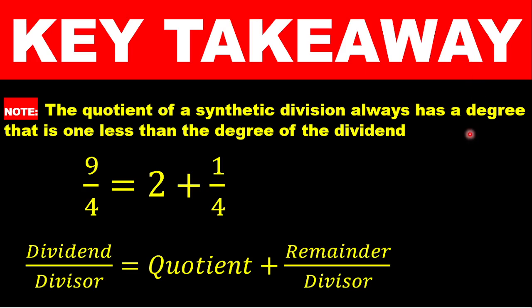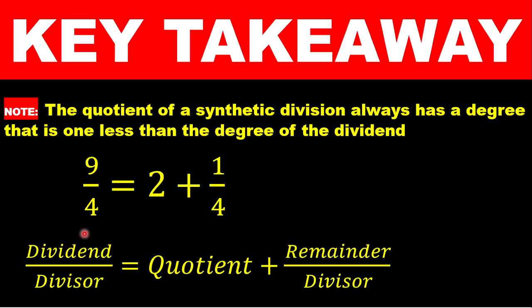Now, by the method that we are going to implement, we have to understand this, that the quotient of a synthetic division always has a degree that is less than the degree of the dividend. Meaning, if you are given a polynomial and then you do your division, by the time you finish, the highest degree in your answer must be one less than the degree in the question. Now, we also want to lay this foundation.